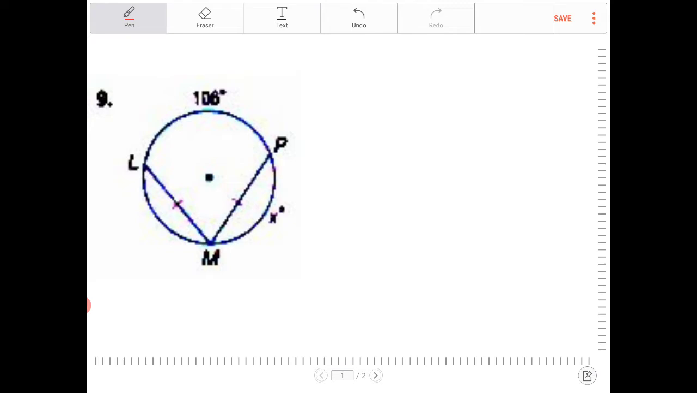Congruent chords intercept congruent arcs. So I'm going to call this arc here x. Actually I don't have to call that, it's already declared that this is x, so therefore this must equal x, because congruent chords intercept congruent arcs. 2x plus 106 is equal to 360. Subtract 106 from both sides, I get 2x is equal to 254. Divide by 2, x is equal to 127.